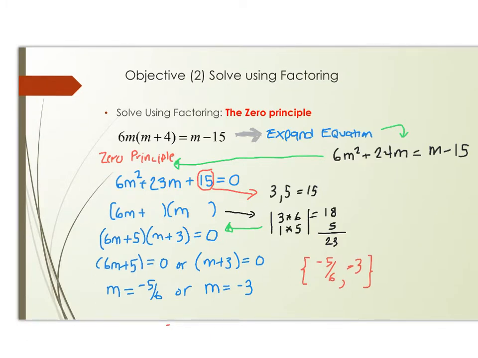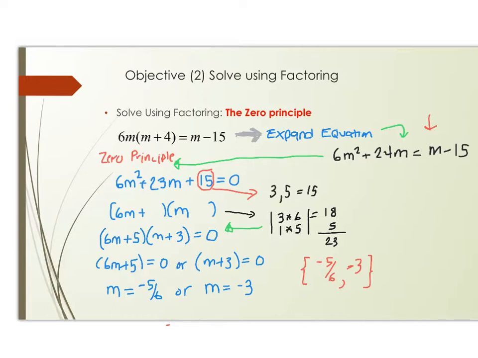So in our second objective, we are going to solve using factoring and apply the zero principle. The zero principle is where we put all of the terms on one side of the equation and set it equal to 0. Once we have the factors, then each factor can be set equal to 0 to solve the problem. So in our example, 6m(m + 4) is equal to m - 15. We're going to expand the equation first. When we do that, we get 6m² + 24m is equal to m - 15.